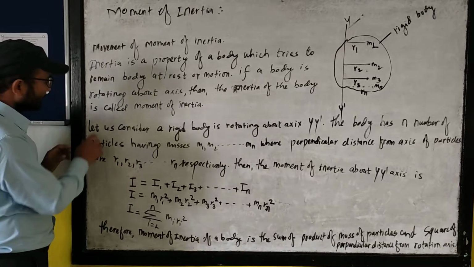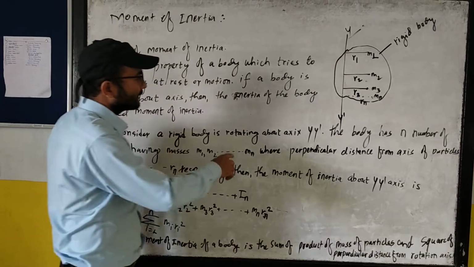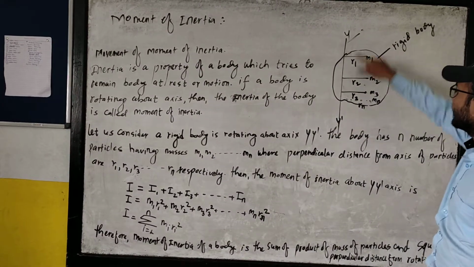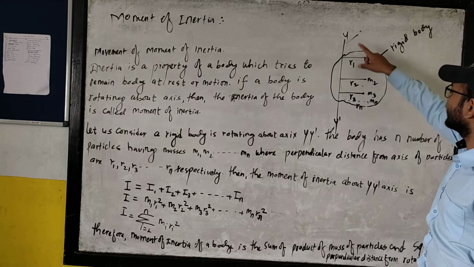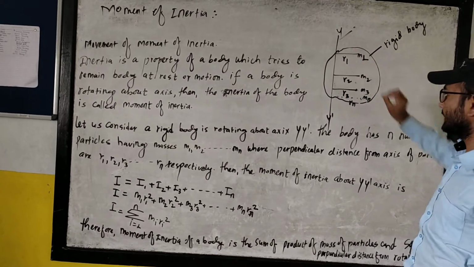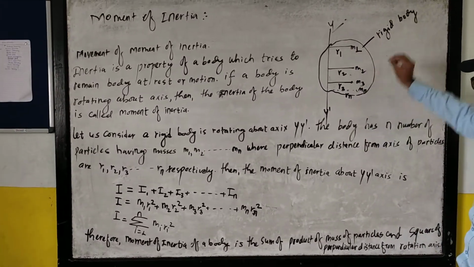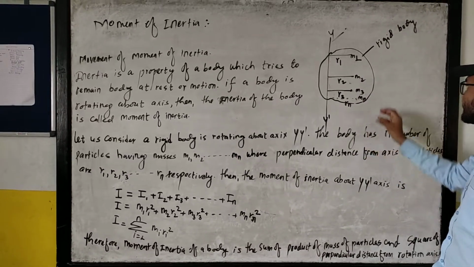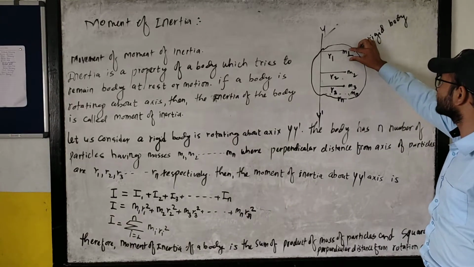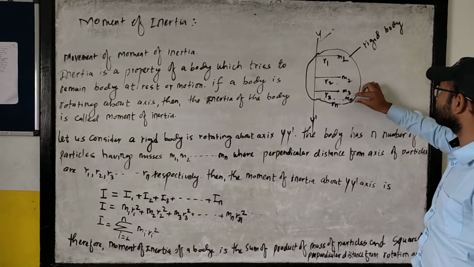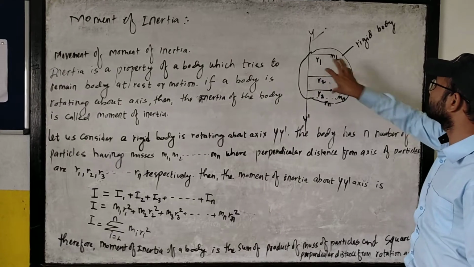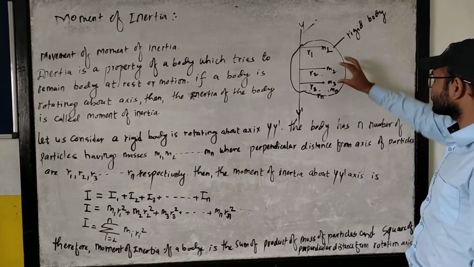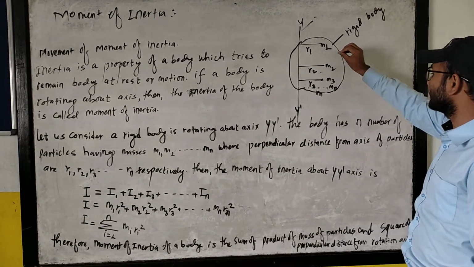Here the technique is given. Let us consider a rigid body rotating about a Y and Y dash axis. What you can see here in the figure, I have written Y and Y dash. Around this Y and Y dash axis, this rigid body is rotating. And this rigid body contains many particles. They may also have moment of inertia. We calculate the moment of inertia of the m1 particle, m2 particle, m3 particle, and mn particles in this rigid body. So we calculate their separate moments of inertia.